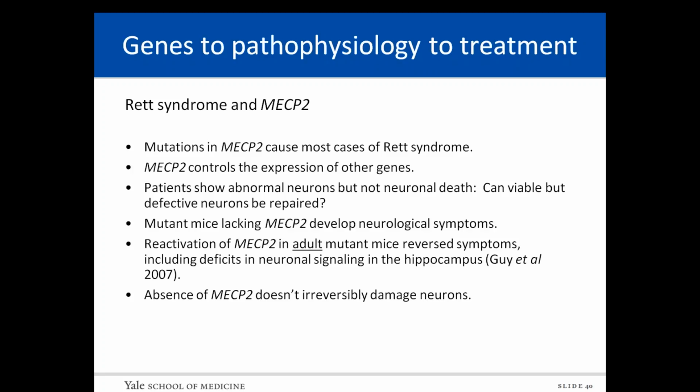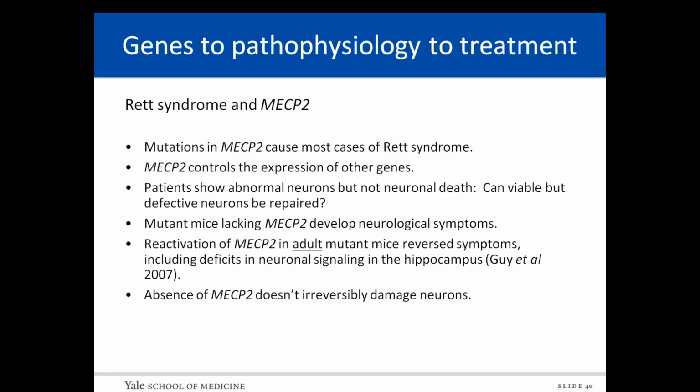So going from genes to pathophysiology to treatment, one example is Rett syndrome, which I mentioned before is due to mutations in a specific gene called MECP2. MECP2 is one of these master regulatory genes because it controls the expression of other genes. Patients with Rett syndrome show abnormal neurons, but not neuronal death. So the important question becomes, can viable but defective neurons be repaired? A research group developed a mutant mouse model lacking this gene, and they developed neurological symptoms similar to what is found in human patients. They genetically reactivated the gene in adult mice, and that's important here.